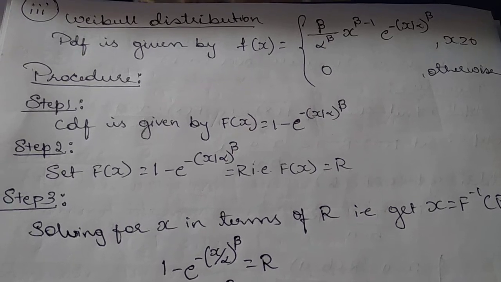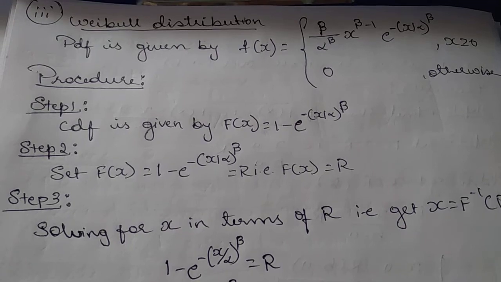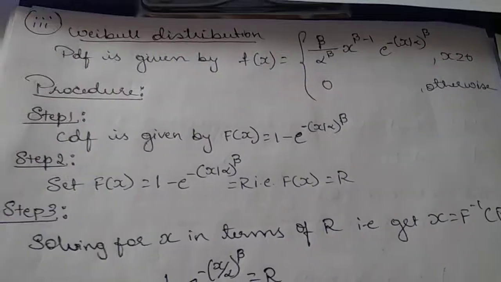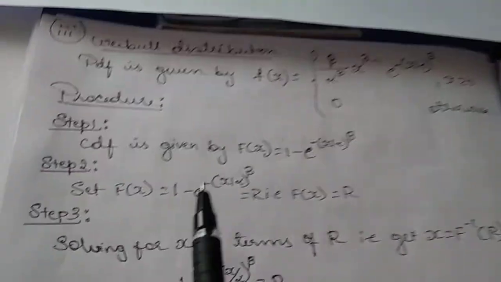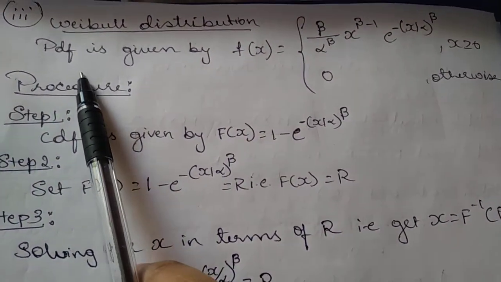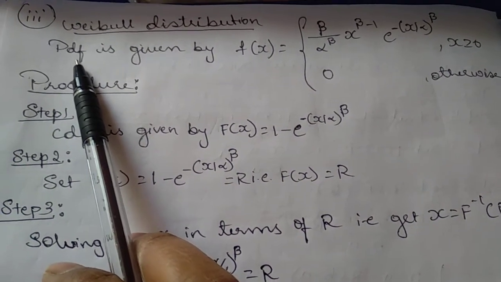Hello everyone. In the last video we have seen two methods for the inverse transform technique. Today we'll see the third method, that is the Weibull distribution. Here in this Weibull distribution the PDF is given. What do you mean by PDF? It is the probability density function.